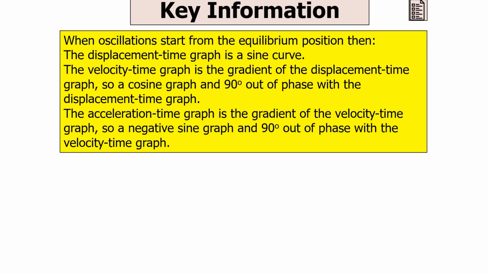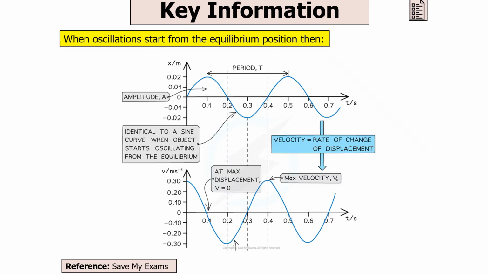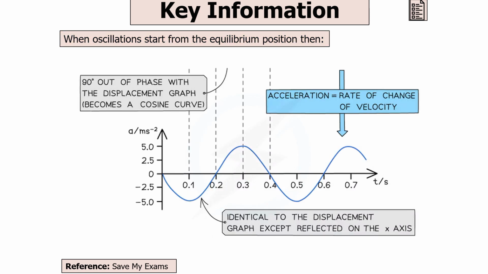So when oscillations start from the equilibrium position, we can see the following. So you can see our displacement time graph being a positive sine graph. We can see our velocity time graph is going to be a cosine graph because it's 90 degrees out of phase with our displacement time graph. And then finally, our acceleration time graph is going to be a negative sine graph because it's 90 degrees out of phase with the velocity time graph, and it's actually 180 degrees out of phase with the displacement time graph.